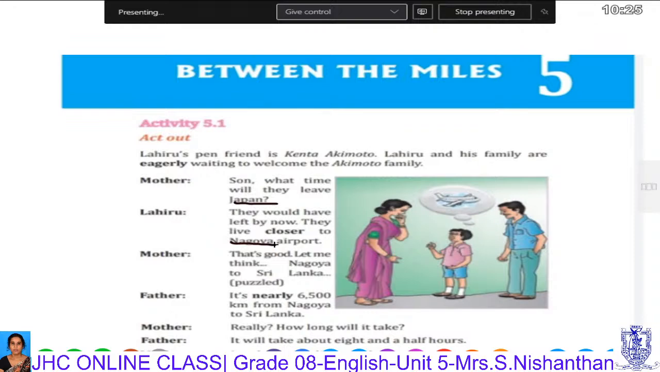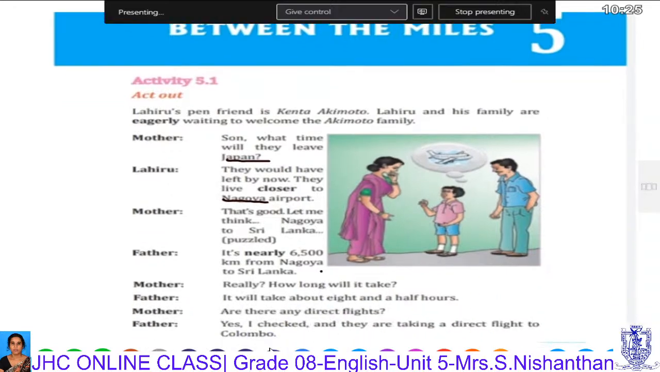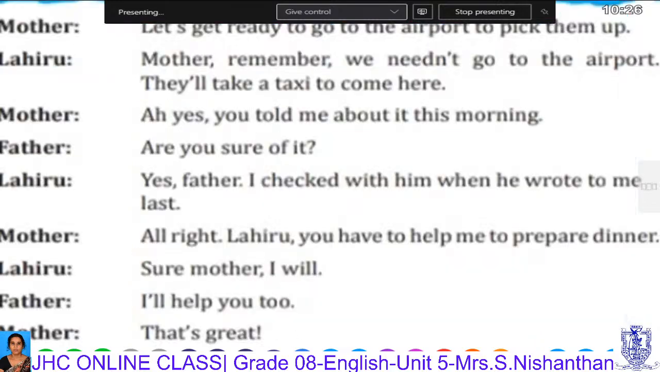Let me think. Nagoya to Sri Lanka. She is puzzled, means confused. She doesn't know. Further, it's nearly 6,500 kilometers from Nagoya to Sri Lanka. Really? How long will it take? It will take about 8.5 hours. Are there any direct flights? Yes, I checked. They are taking a direct flight to Colombo.